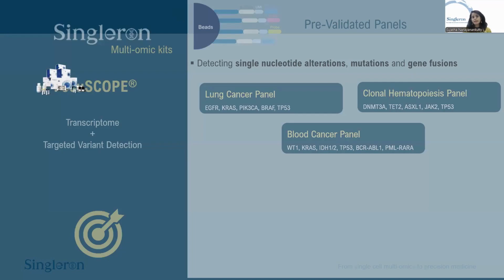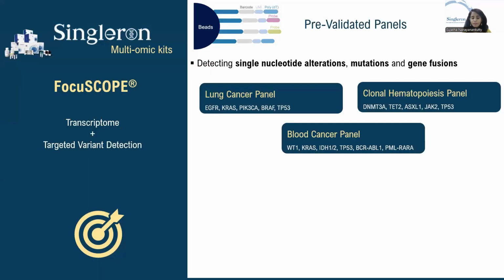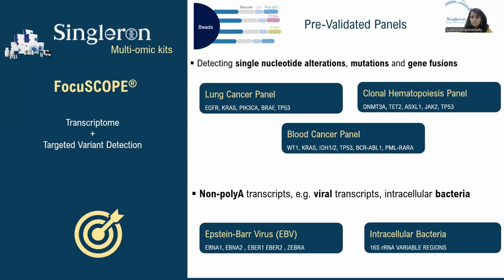Another one is Focuscope. So here, if you've got any interest in single nucleotide alterations or mutations or gene fusions, these are again another layer of data you can add with the mRNA profiling. Also, as I mentioned, if you're interested in any non-poly A transcripts, so this is if you're looking at viral infection in single cells or intracellular bacteria, we have options to look at that as well.